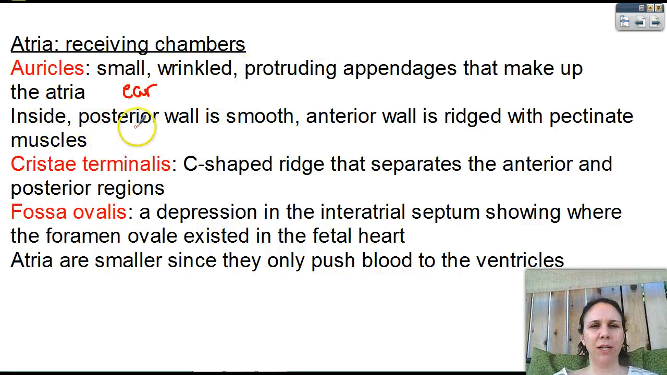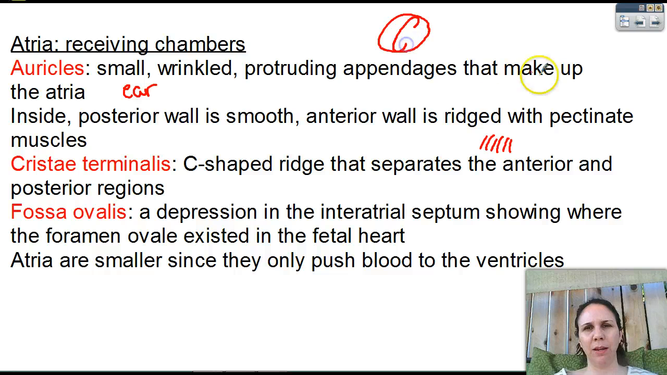Inside, they have a very smooth posterior wall. So if you open an atria, in the back, nice and smooth. But on the inside anterior, facing outwards, is ridged with pectinate muscles. So they're just muscles that kind of look like that. There's something called the crista terminalis, which is a C-shaped ring that separates the anterior and posterior regions. So if this is the auricle or the atria, there's a little C-shaped ring, kind of like that inside.